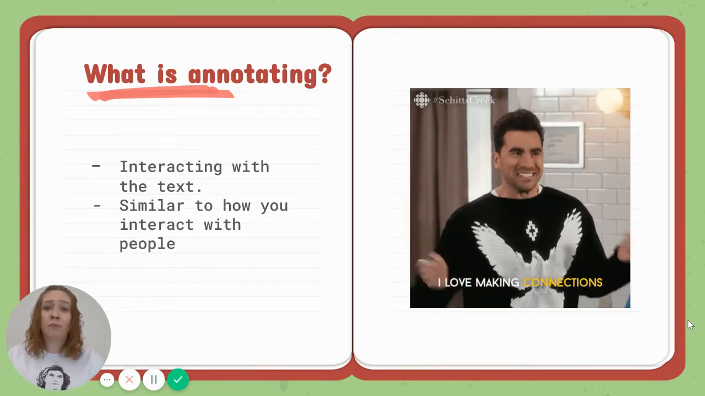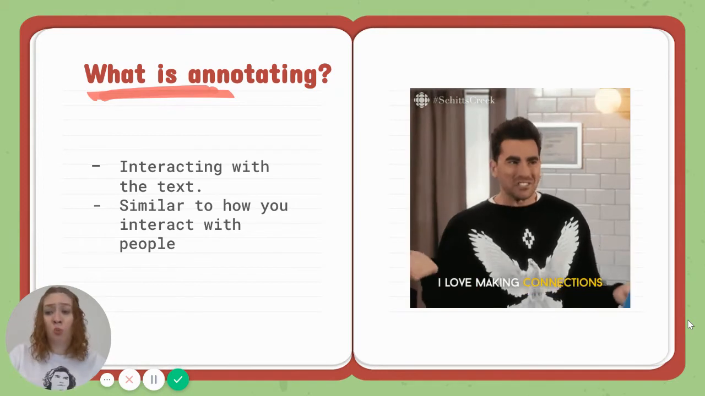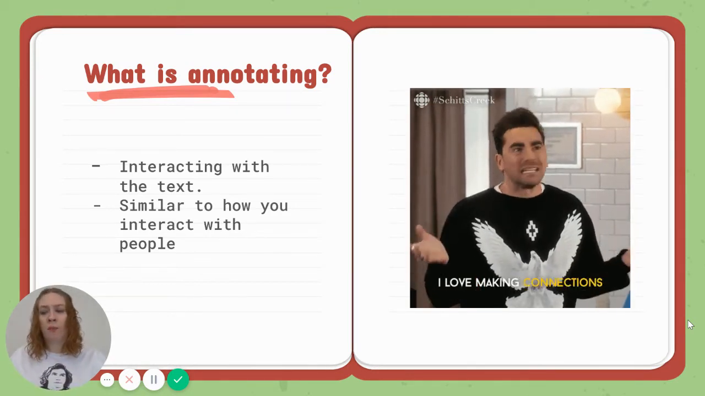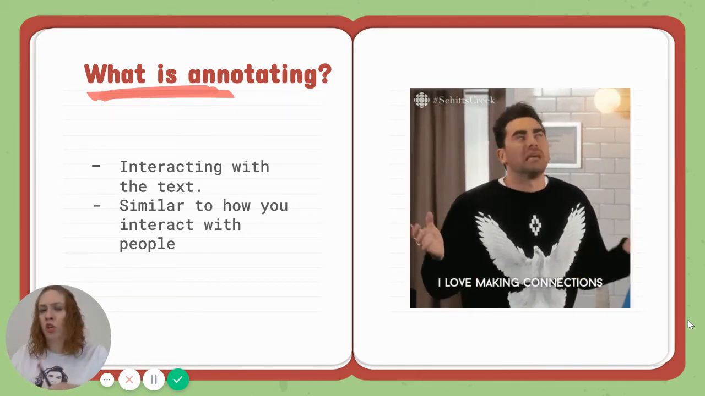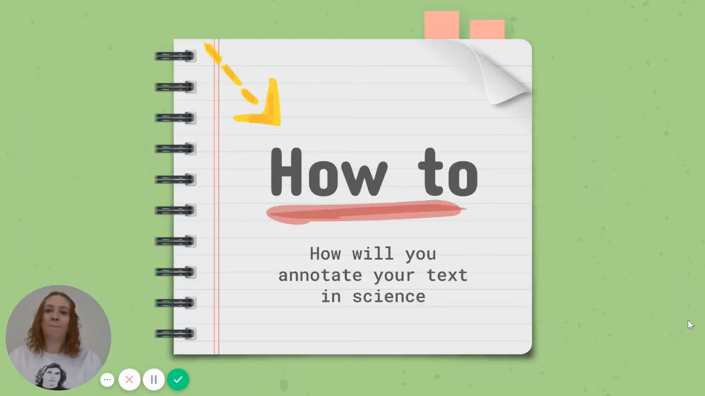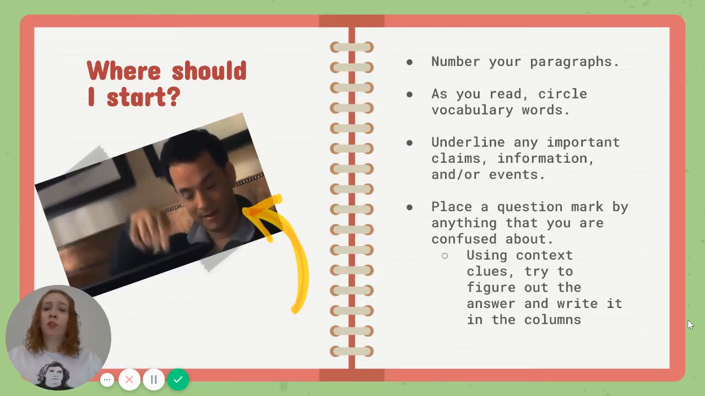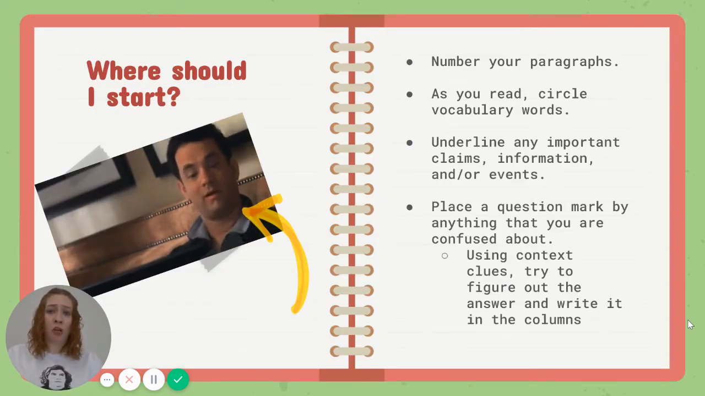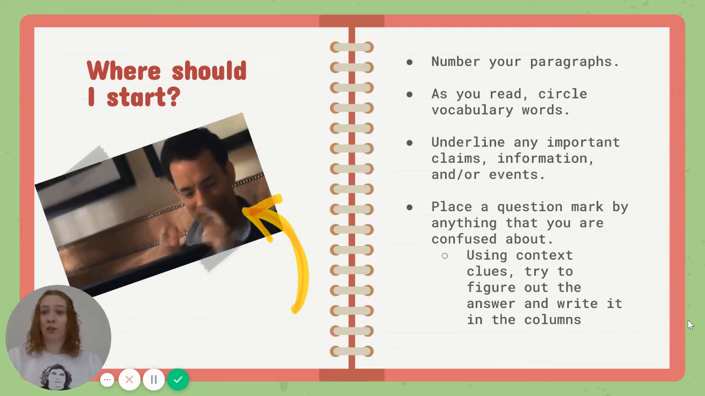So you're looking at the mood, you're looking at the tone, you're looking at the words used, and trying to come up with, what is this text really trying to tell me? What connections can I make? So how do you annotate? Well, the first thing you should do is start by numbering your paragraphs. Go through your reading and number them 1 through whatever.